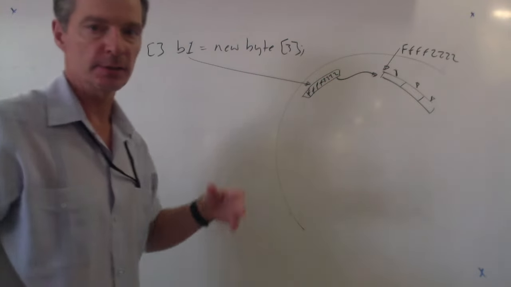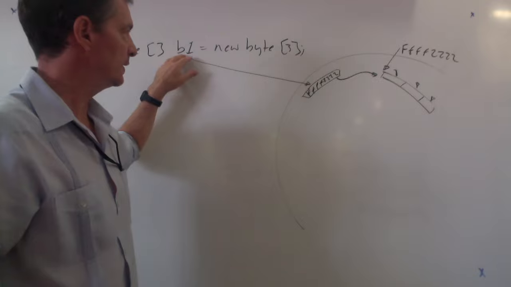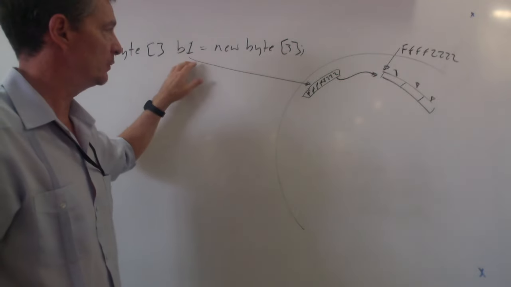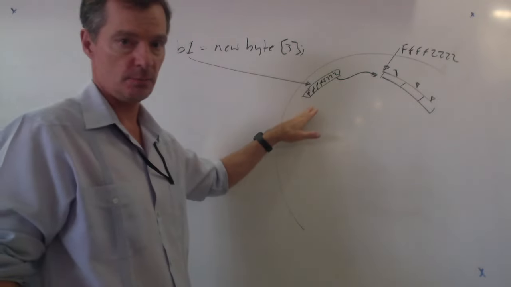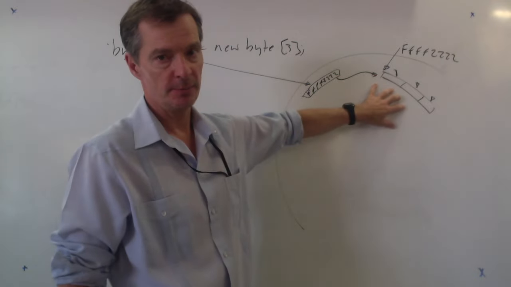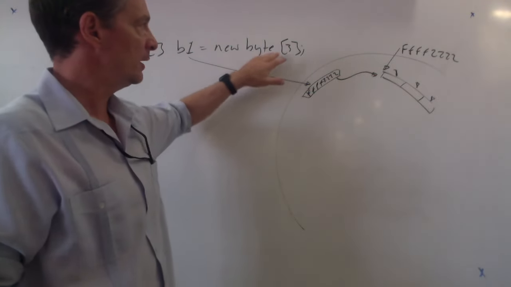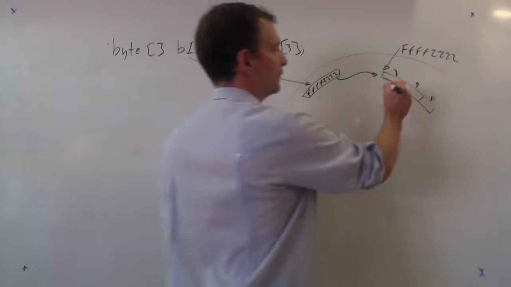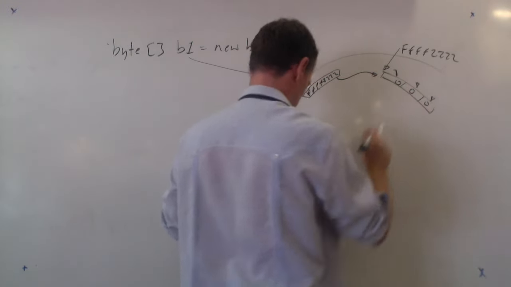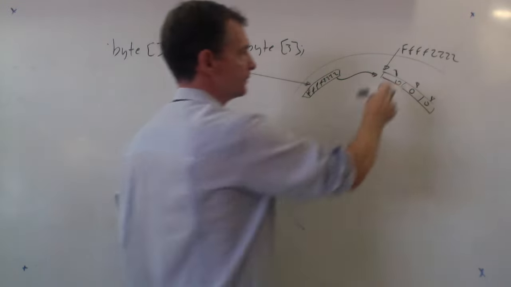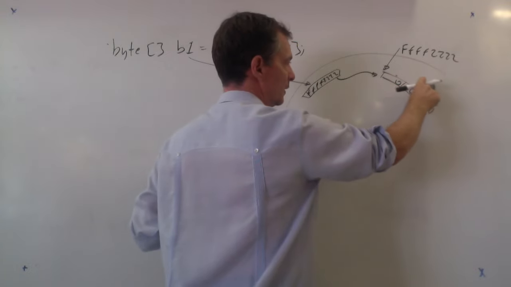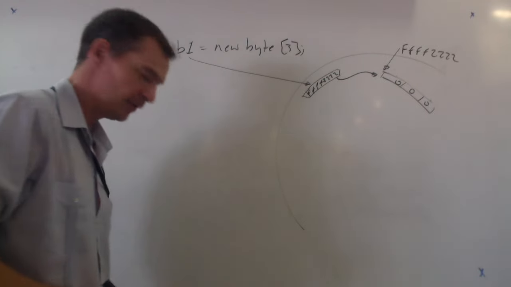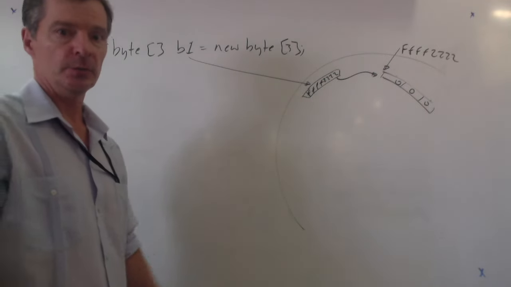That, in fact, is literally what B1, declared this way, is. B1 is the reference to the array. And the array right now, by the way, will default to zeros. All number types in Java default to 0.